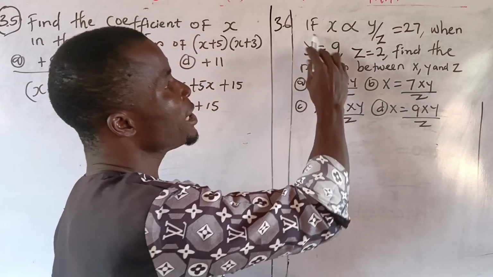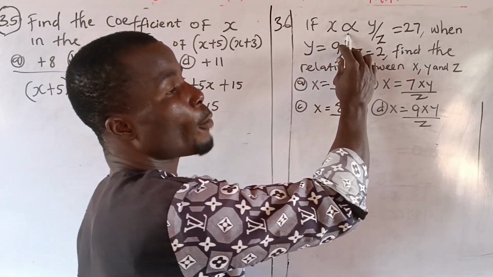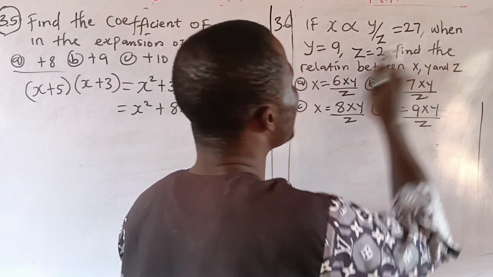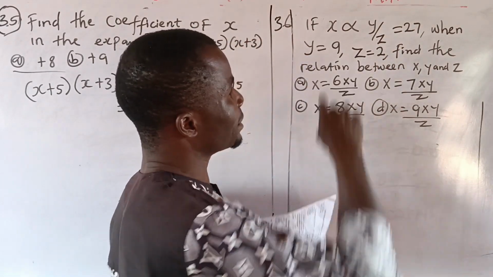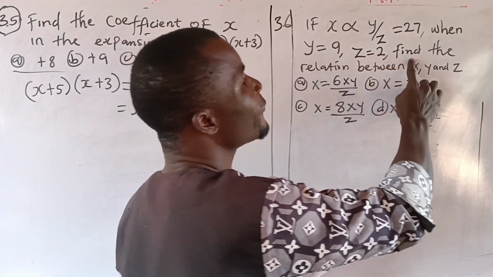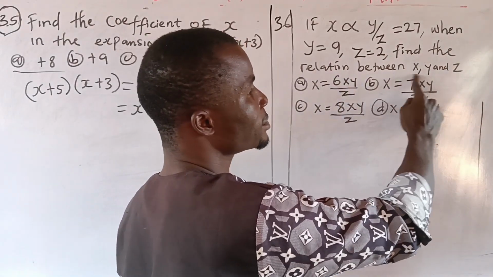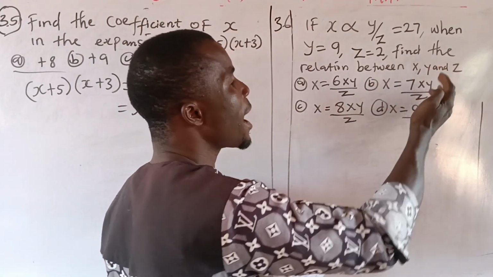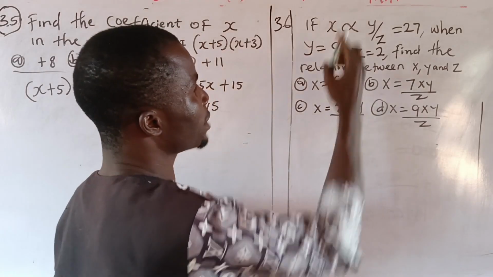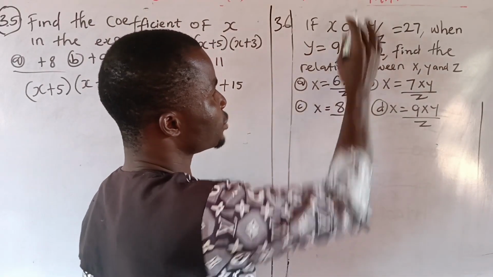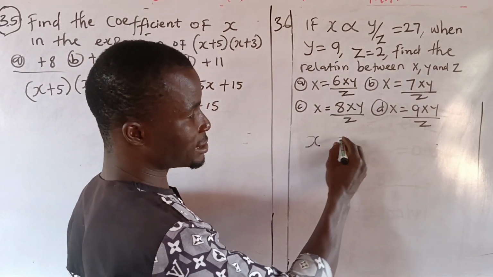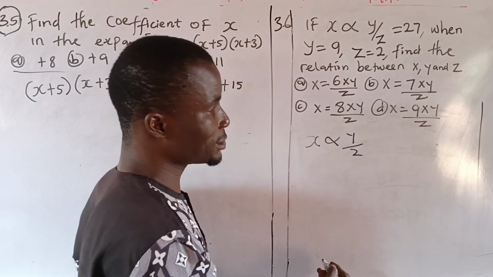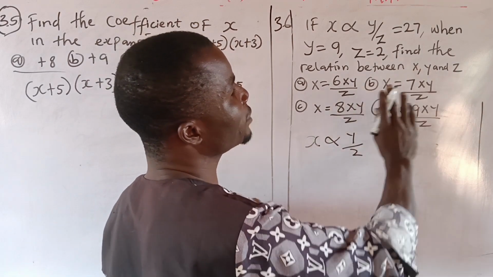Question 36 says, if x is in direct proportion to y over z, and x equals 27 when y is equal to 9 and z is equal to 2, find the relation between x, y, and z. So they want us to look for the relation between x, y, and z. So how do we do it? Now the question, let's write it out. We have x is in direct proportion to y over z. And we are given what?